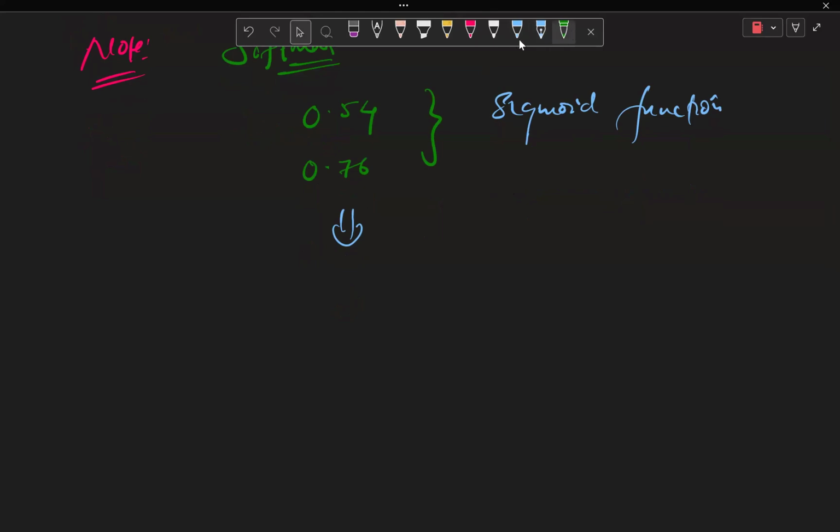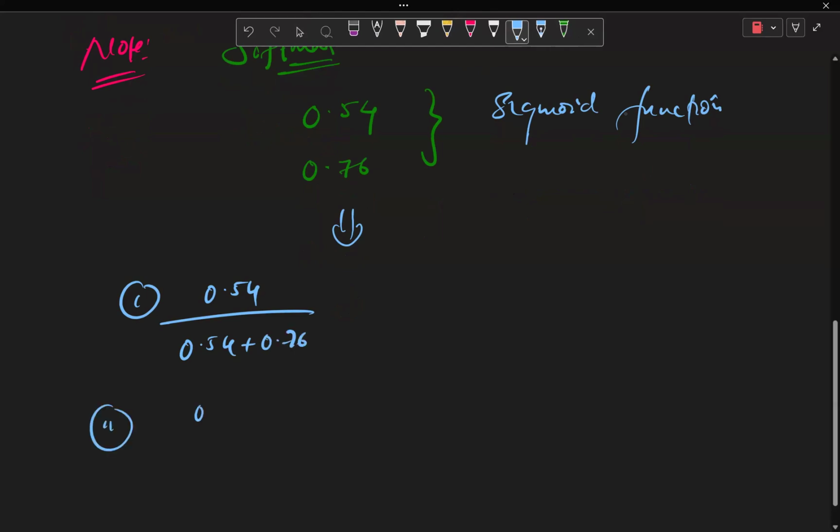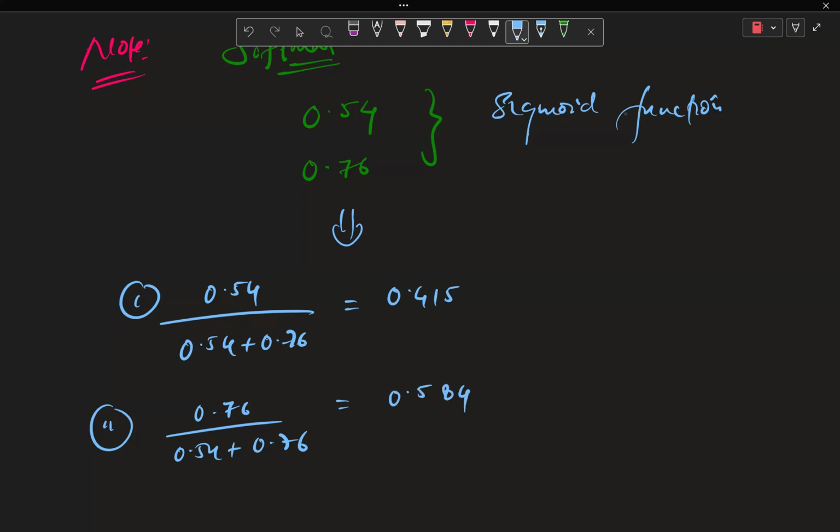So how will it convert? What softmax does is take 0.54 upon 0.54 plus 0.76. Second case, 0.76 upon 0.54 plus 0.76. Tell me the answer in both the cases, everyone. Compute the result. Same.